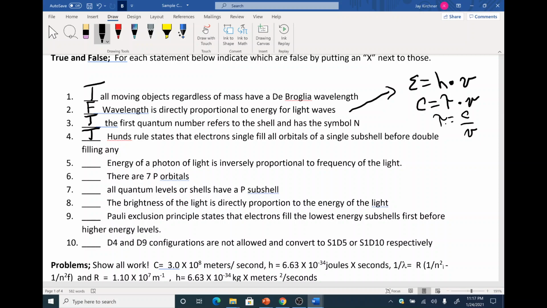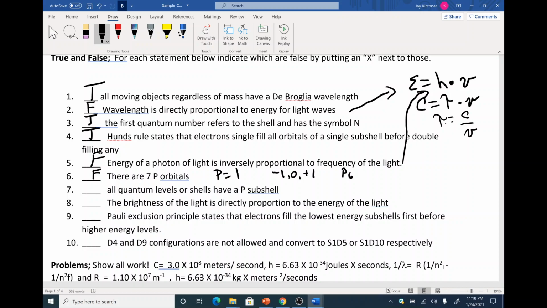Energy of a photon of light is inversely proportional to frequency. We just showed that that's not true. That's actually directly proportional. So put a false there. There are 7 p orbitals. Well, p is quantum level, second quantum number 1. So your m sub l must be -1, 0, and +1. And you've been putting in p6 a lot. If it was 7, you would be putting in p14. 7 actually refers to your f orbital, so we'll put a false there.